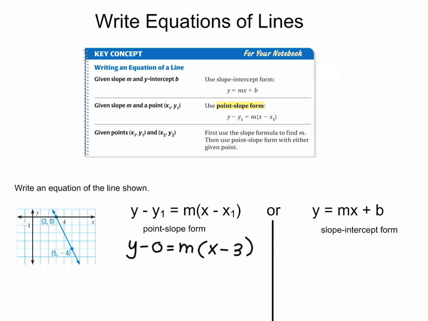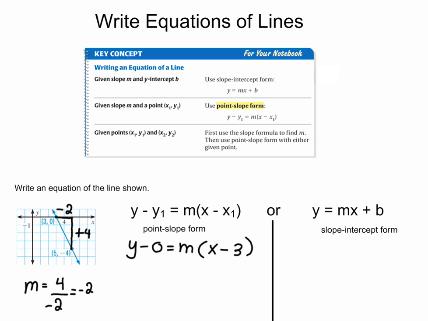I can either use the graph by starting at the point 5, -4 and asking myself, what do I do to get to 3, 0? I would start by going up 1, 2, 3, 4 spaces, and then going to the left 1, 2. What that means is my rise was 4, and my run, be careful, I went to the left there, was -2. So the slope of this line is -2.